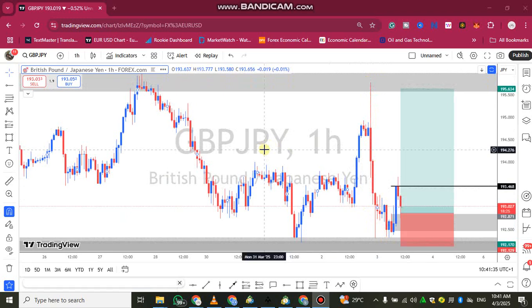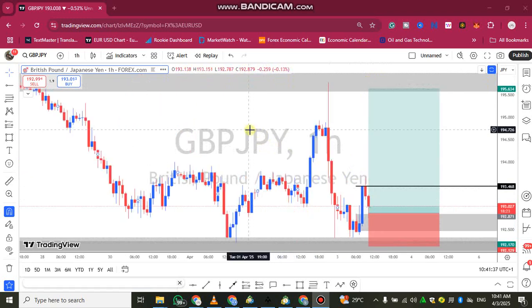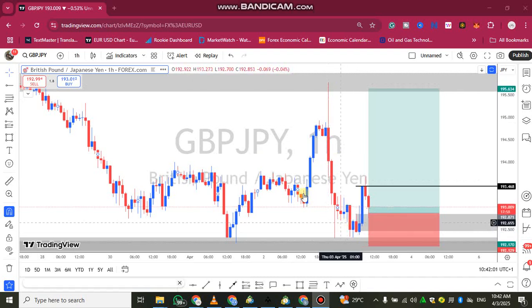So the first thing is that yesterday we had news, we had Trump's speech, and he was starting a trade war, or let's say he was imposing tariffs on every good imported into the US. So that has caused the market to sell from this area all the way to this particular area. And don't forget that the DXY is on a bearish trend because of that particular news.